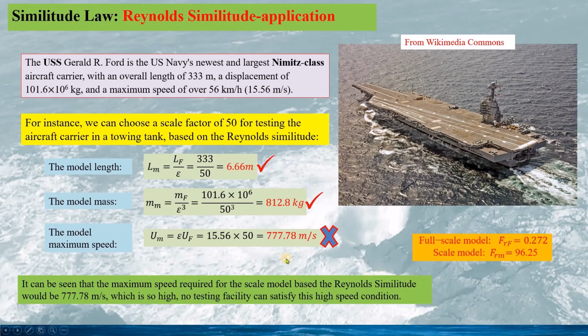And based on the Reynolds similitude, we can calculate the Froude number for the full-scale model. We got 0.272, but for the scale model, we got the Froude number 96.25. So we can see the Froude numbers for the full scale and the scale model are very different.